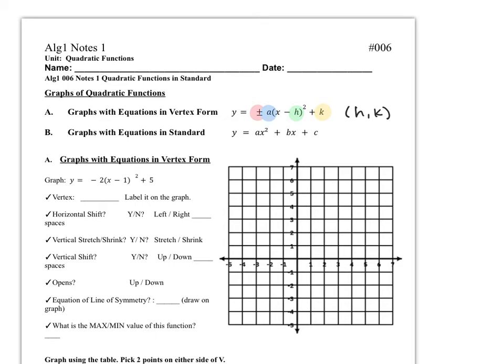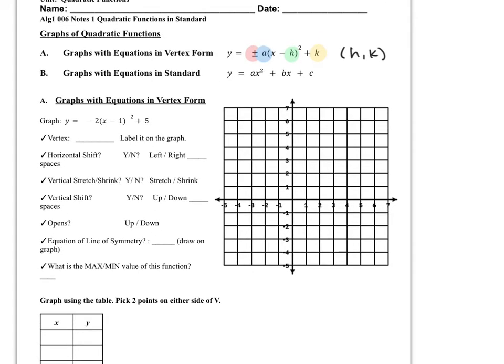So let's look at vertex form. If we were going to graph y equals negative 2 times x minus 1 squared plus 5, we would start with our vertex, which would be (1, 5). Now, some expectations that I have for this parabola is that I would expect it to point downward because the a value is negative, and I would also expect it to be narrower than the parent function. There's also a horizontal shift. It's going to be going to the right one space compared to the parent function.